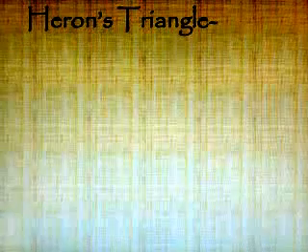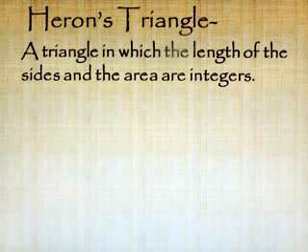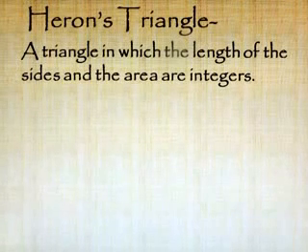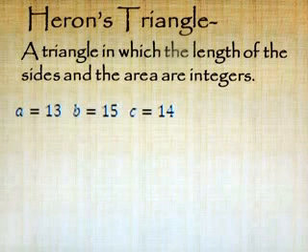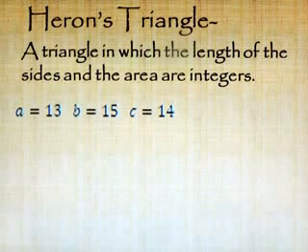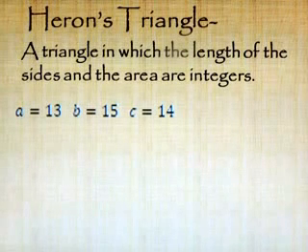Heron is remembered for this formula so much that a special type of triangle has been given his name, the Heron's triangle. And what a Heron's triangle is, is just a triangle in which the length of the sides and the area are integers. So let's take a look at the previous triangle with our side lengths of 13, 15, and 14. And let's see if this is a Heron's triangle.